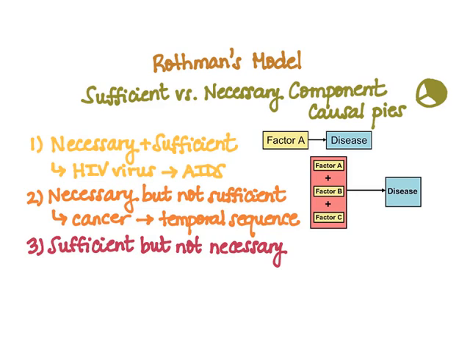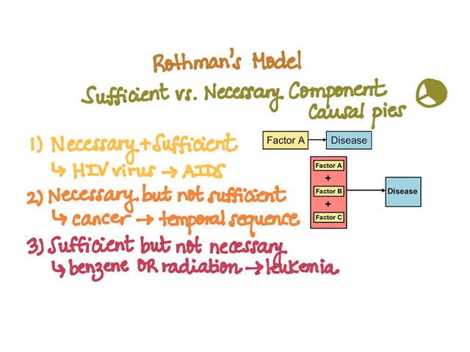Number three is sufficient but not necessary, where the factor alone can cause the disease, but so can other factors in its absence. For example here, benzene exposure or radiation exposure can cause leukemia without the presence of the other factor, making it sufficient but not necessary. And I'll pull up an image. In this image here, this is as opposed to our top figure where factor A must occur with factors B and C. This is factor A or B or C that may contribute to the same disease.